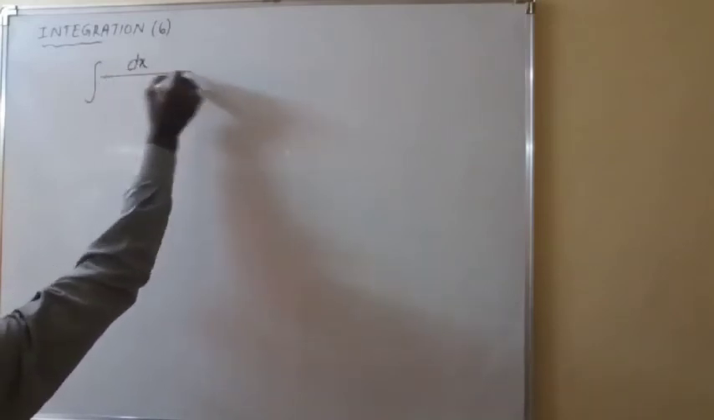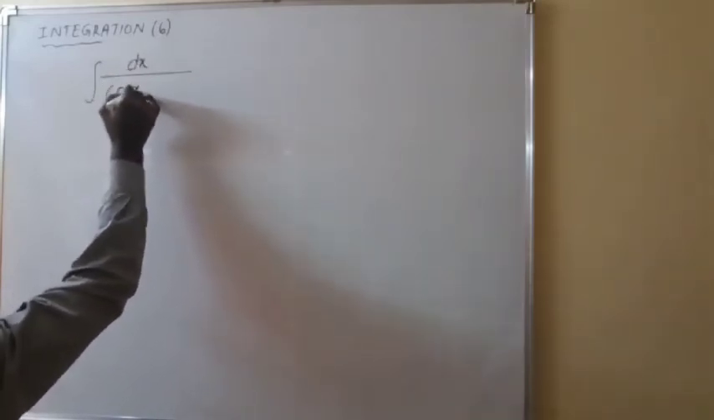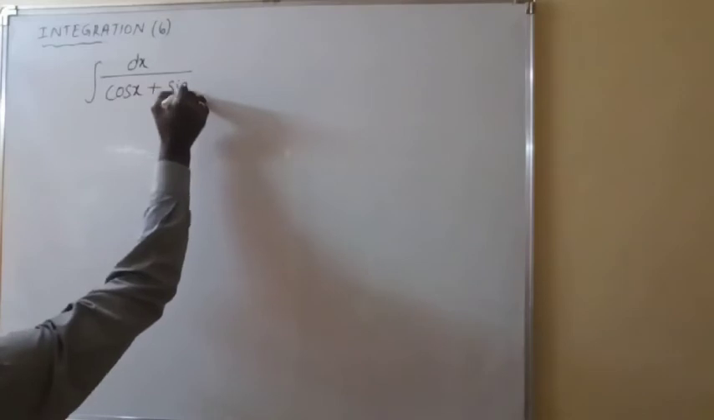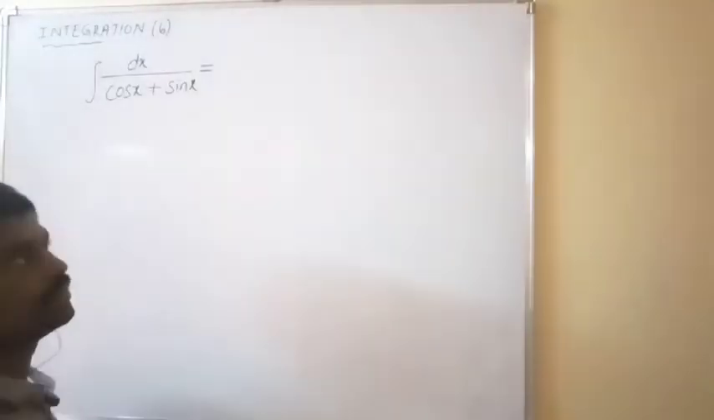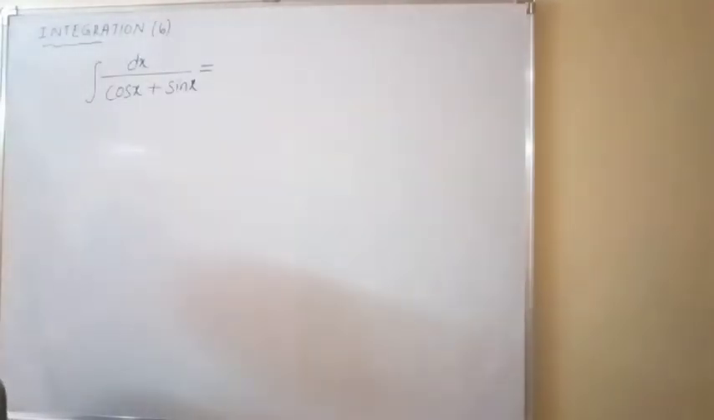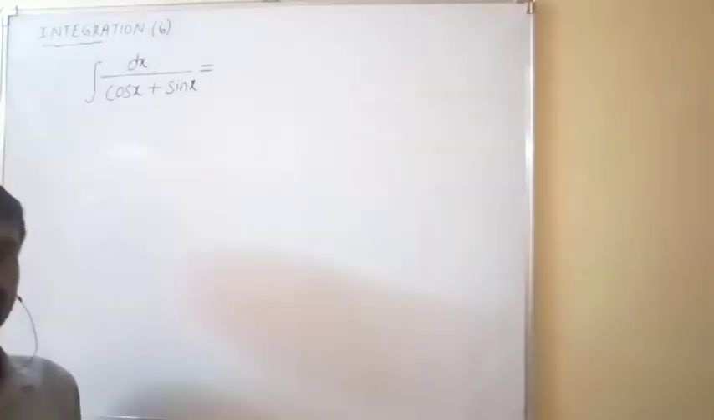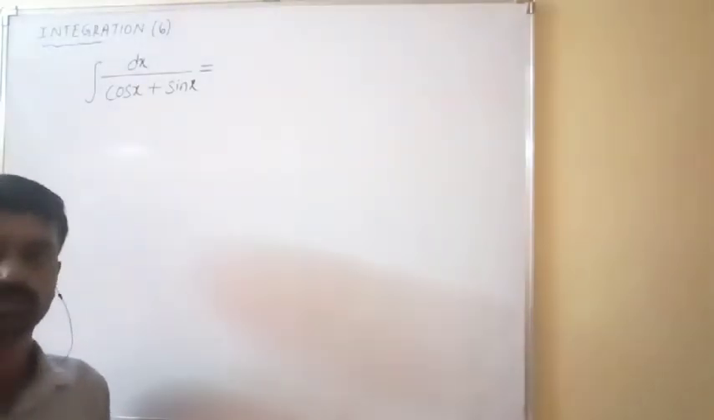Integral dx by cos x plus sin x. So this is also a previous year mains problem only. Integral dx by cos x plus sin x. So here what is a value? 1. B value also 1. So root of a square plus b square means what you get? Root over 1 square plus 1 square, nothing but root 2.